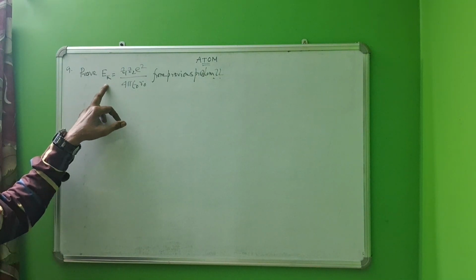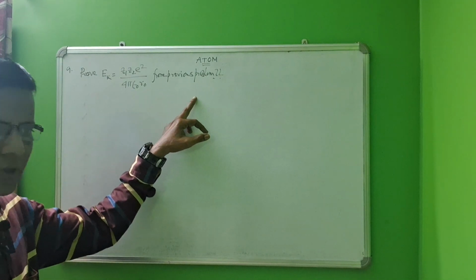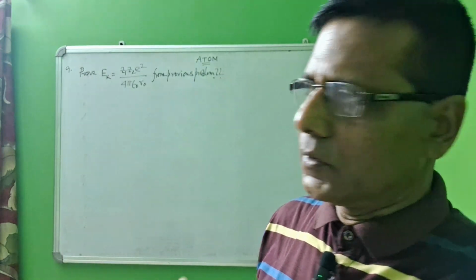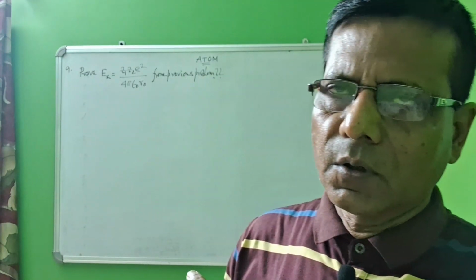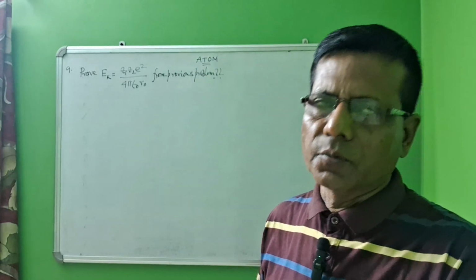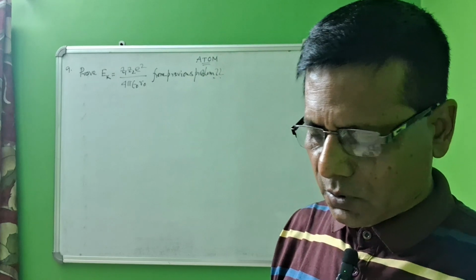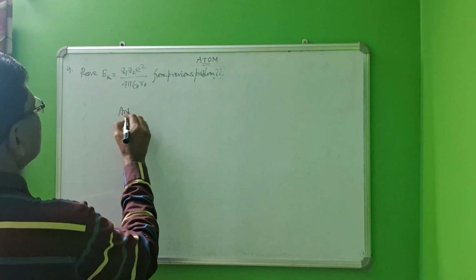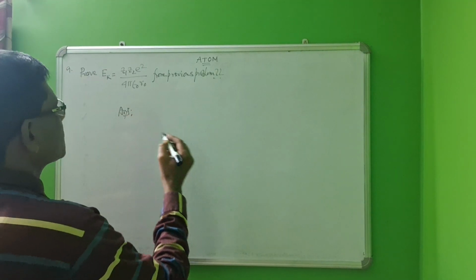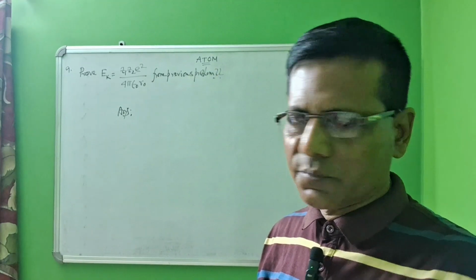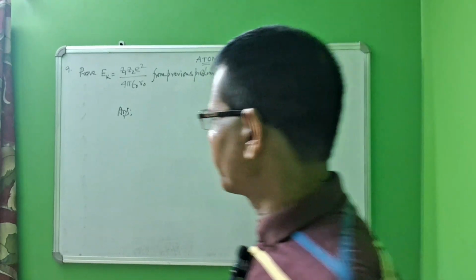Prove that EK equals this from the previous problem. We said that the relation which was used to solve the previous problem will be proved. So let us prove the relation. We know the force of repulsion between the alpha particle and that unknown nucleus from the previous problem.